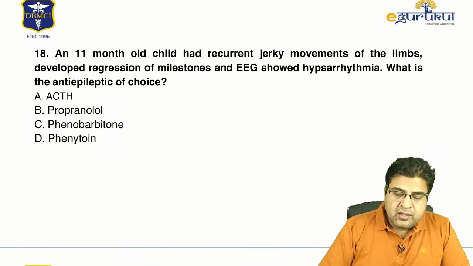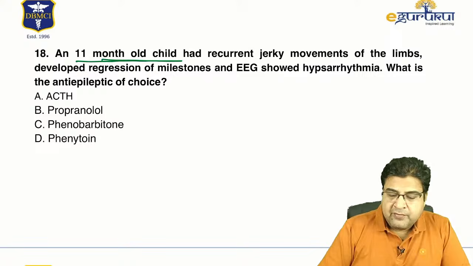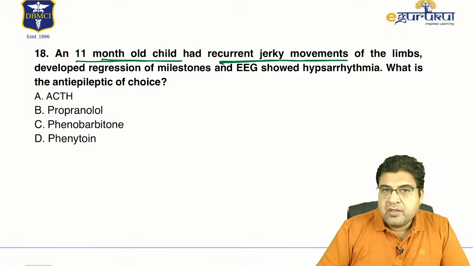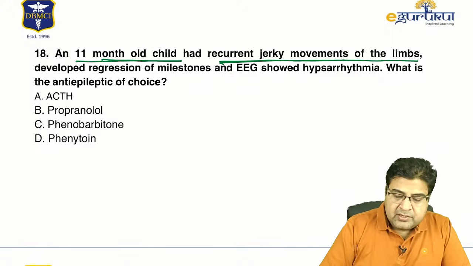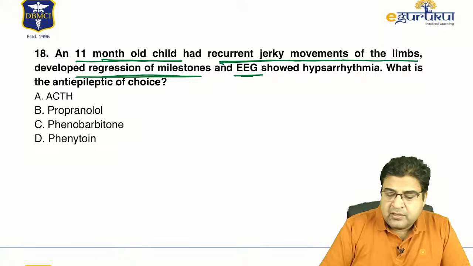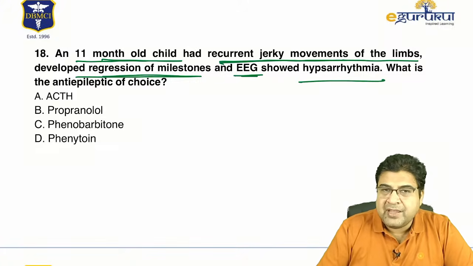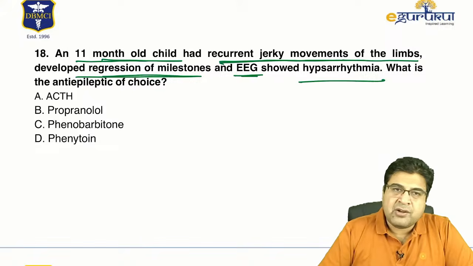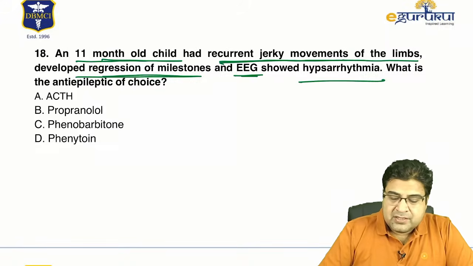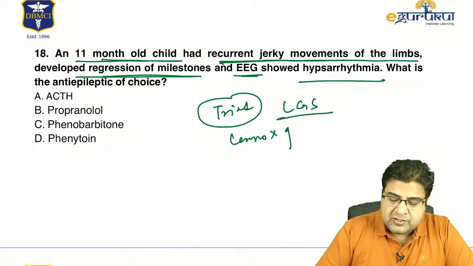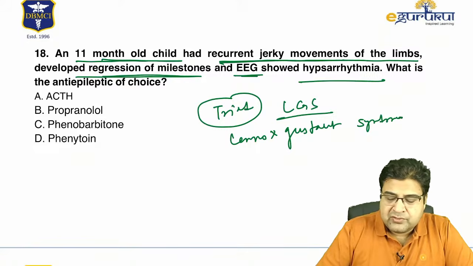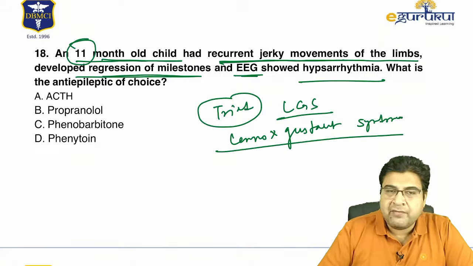Question number 18, an 11-month-old child having recurrent jerky movements of the limbs, right? Now develops a regression of the milestones, and electroencephalogram shows some spikes or some unique patterns. So guys, this is a triad that is seen in patients of Lennox-Gastaut syndrome. So this is a case of Lennox-Gastaut syndrome. But the only problem in this MCQ is the age. The age is too young, it's 11-month-old they have given.